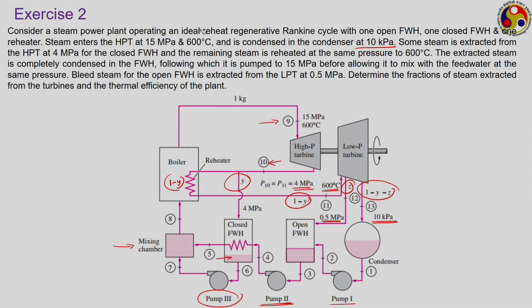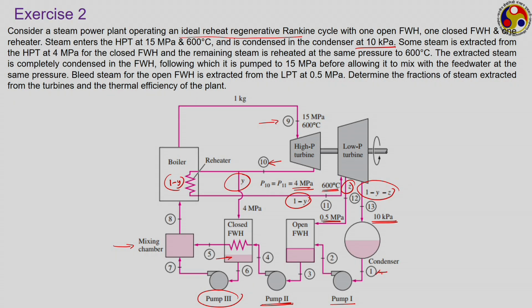You already know how to calculate. Remember, you are talking about an ideal reheat regenerative Rankine cycle. So, the isentropic efficiencies for the turbine stages and all the 3 pumps are 1. There is no pressure loss in the boiler, in the condenser, and also in the mixing chamber, and in both the feed water heaters, no pressure losses.